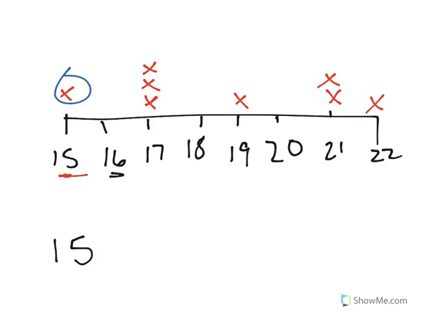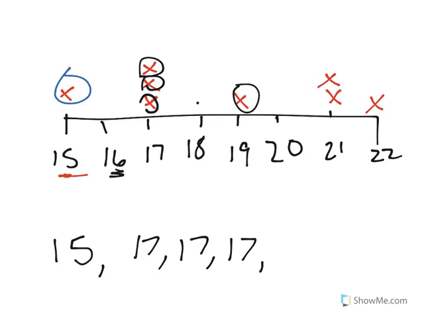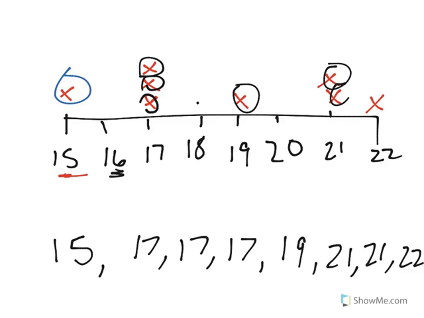Now I go to 16. Are there any 16s? No, because there's no red X's. So I'm not going to write down any 16. Go to 17. There are 1, 2, 3 17s. So I'm going to write down 17, 17, 17. There are no 18s, so I'm going to skip that. There's 1 19, so I'm going to write down 19. No 20s. There are 2 21s, and there's 1 22.